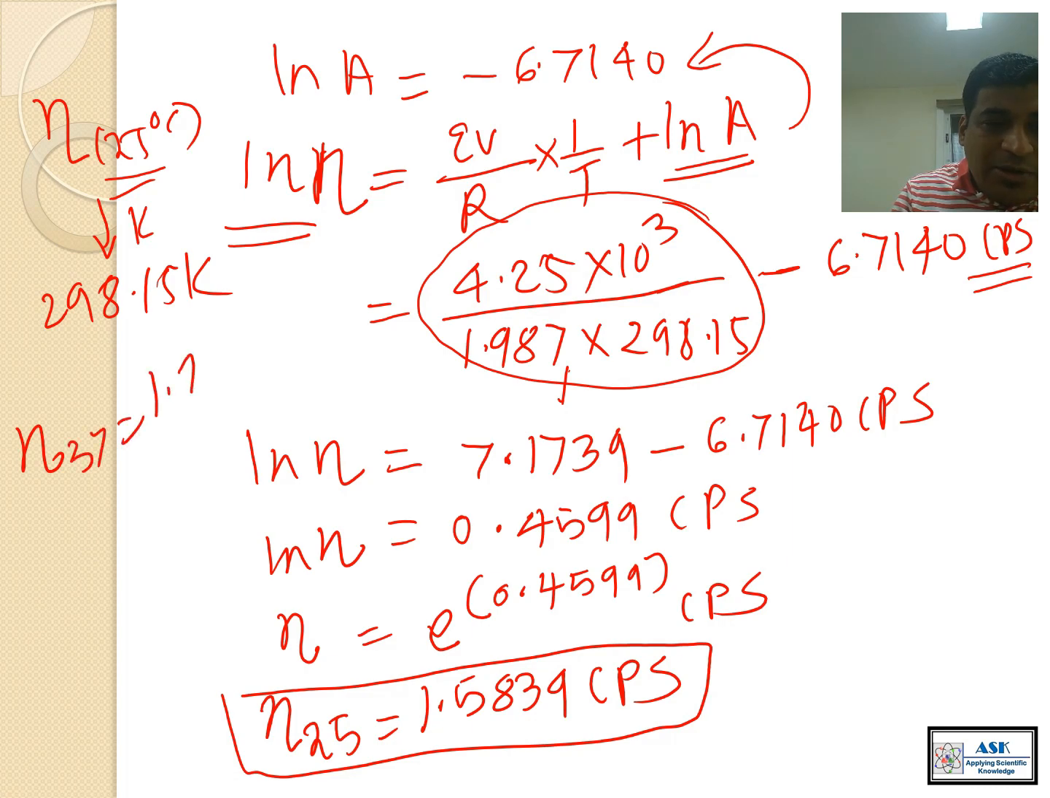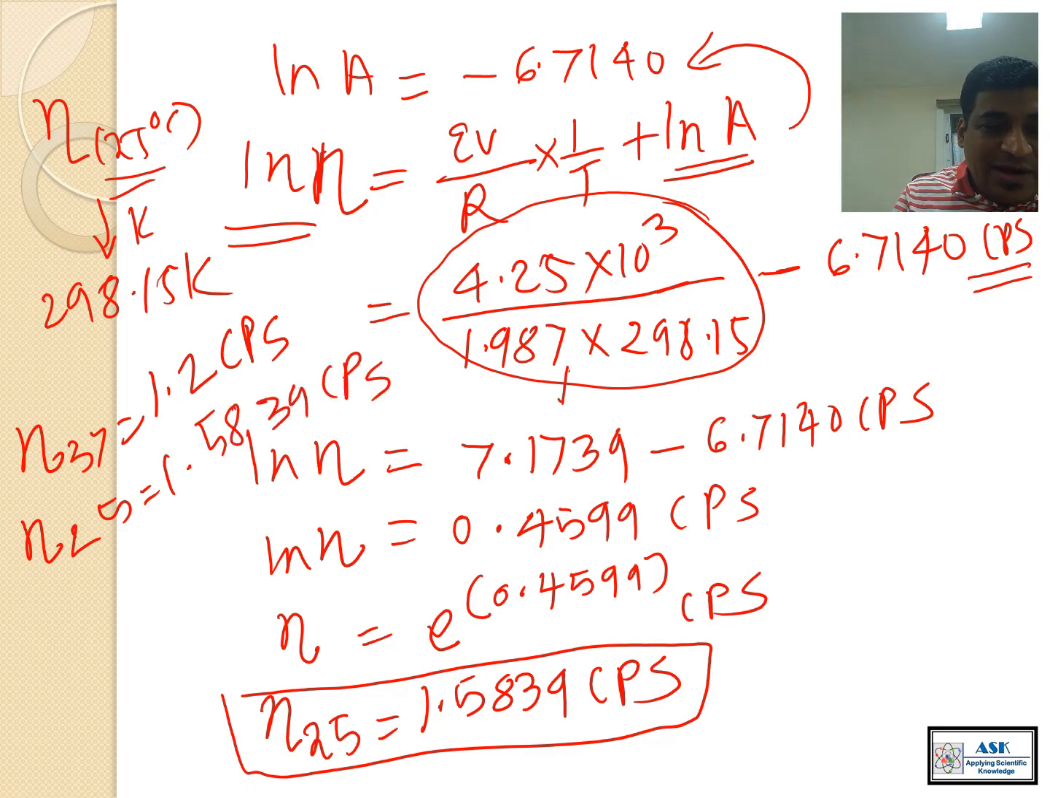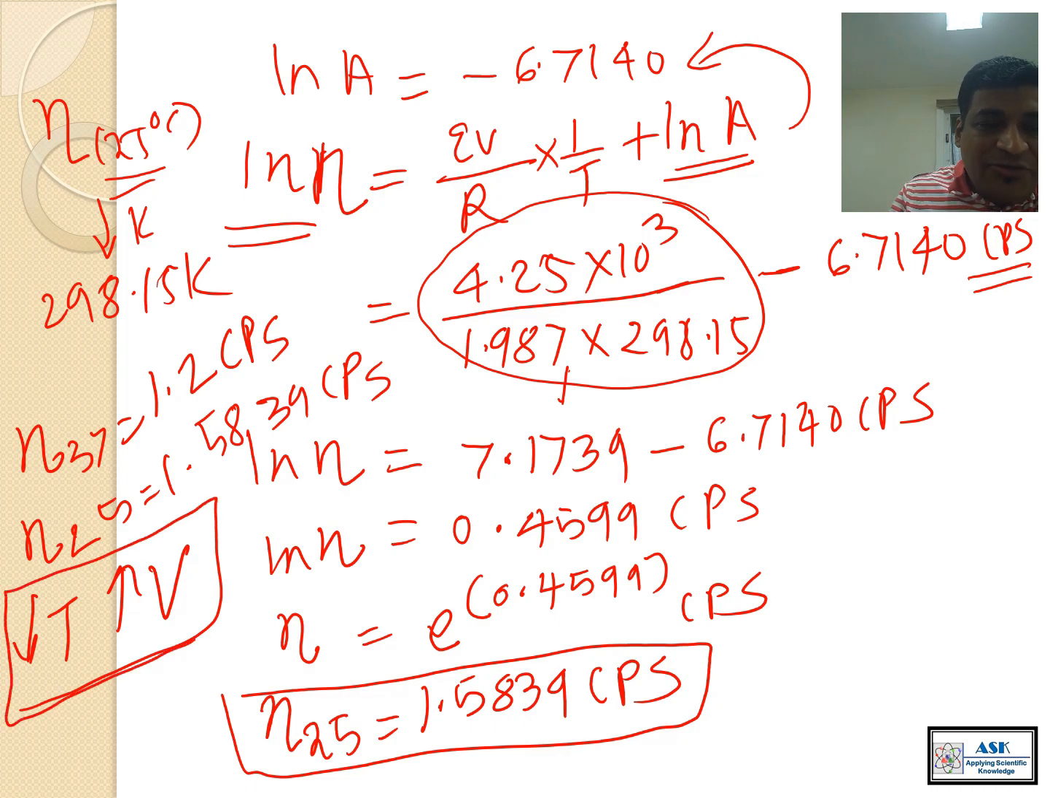And if you remember, eta 37 was 1.2 CPS and eta 25 is 1.5839 CPS. So what does that mean? Well, it means that when you are decreasing the temperature, you are increasing the viscosity. And that's true, isn't it? So I hope you got the clarification of the concept of how you can model the data with the Arrhenius equation for Newtonian liquids.